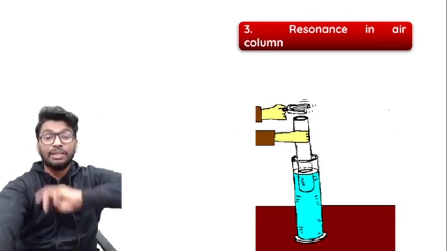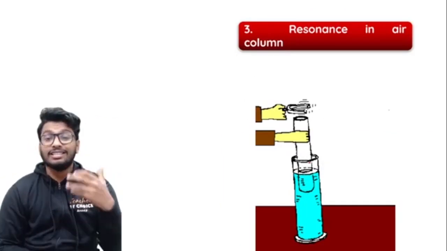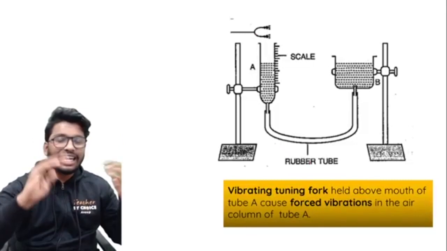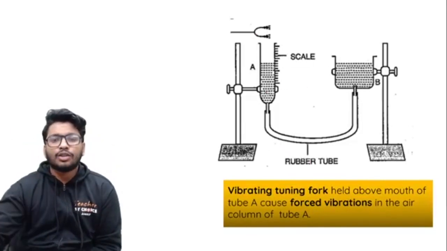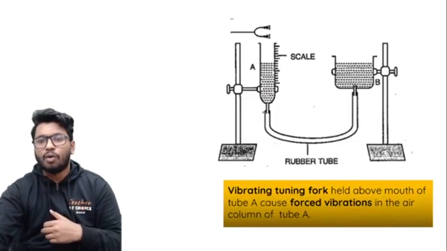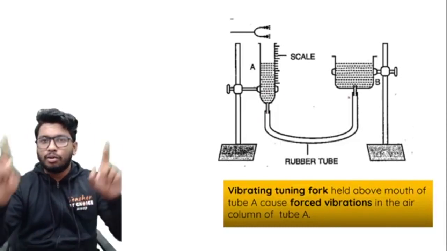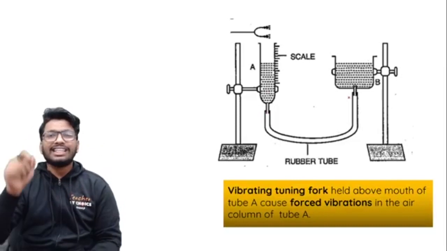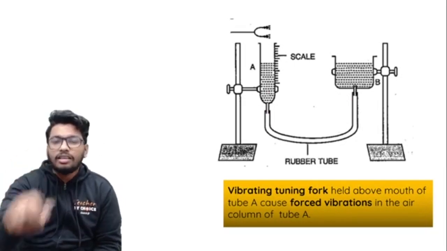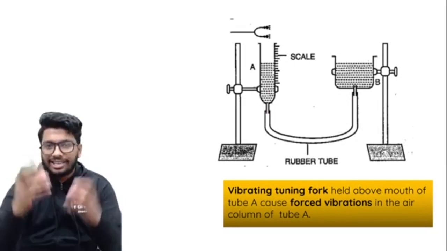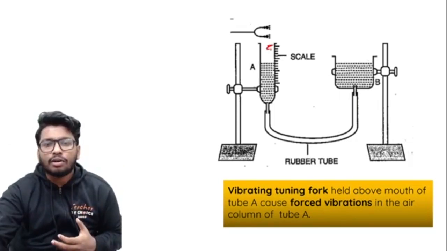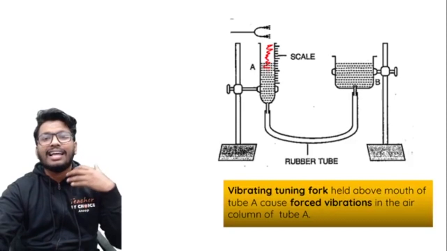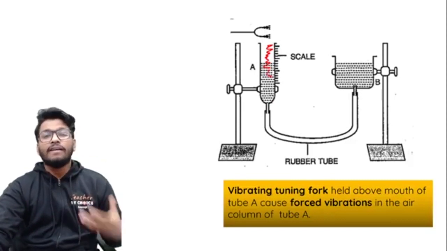Moving on to the third demonstration of resonance, which is resonance in air column. All you have to do is take a tuning fork and take a tube like this. Basically this is a setup. You have filled this up with water, and you've connected it with a rubber tube. Both of them are connected, and what you do is bring the tuning fork near the mouth of the test tube A, and you see that when it starts to vibrate, the air particles will also start to vibrate at their own natural frequency, and the water particles will also start to vibrate with their natural frequency.